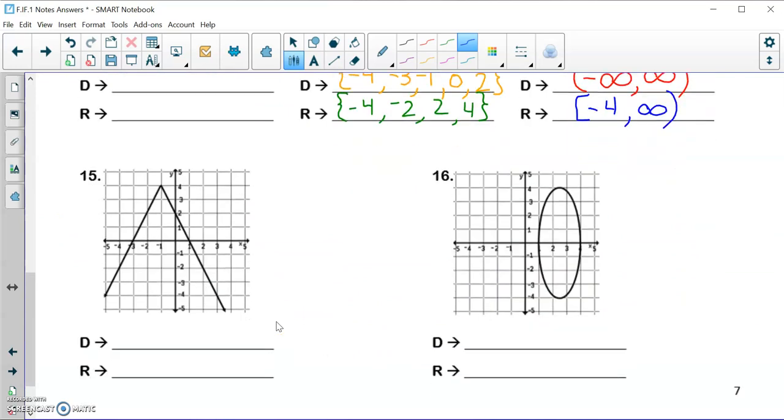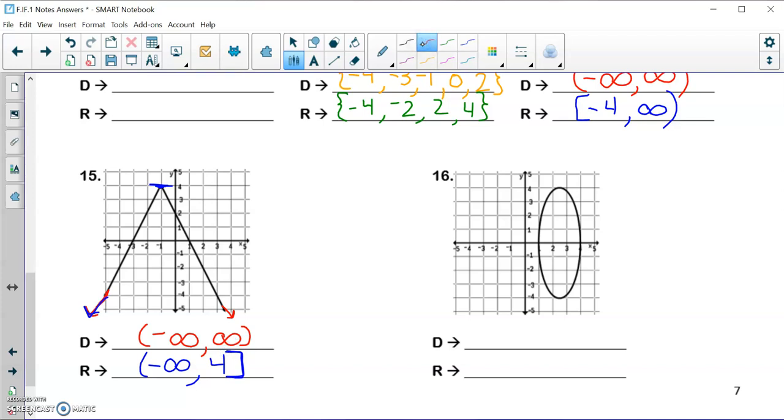All right, number 15. Since my arrows are going left and right here, that means it's going to grow wide and wide forever and ever. So my domain goes from -infinity to infinity. Whereas my range, my lowest point, these arrows continue to go down forever, so my lowest point would be -infinity. But my highest point on the graph is 4. And it can be 4, so I use a bracket.